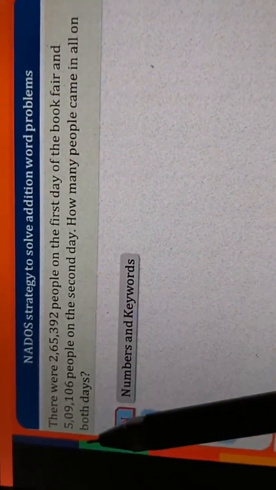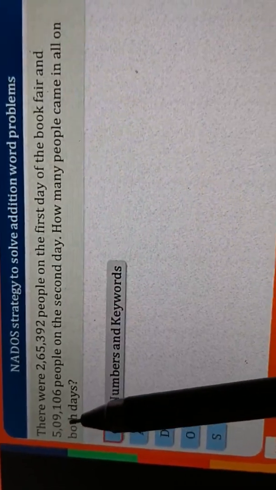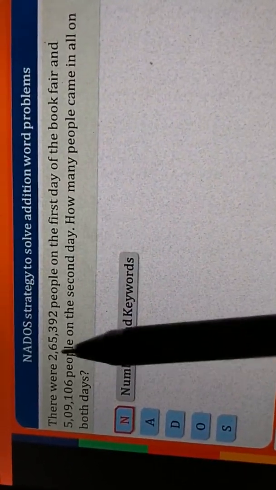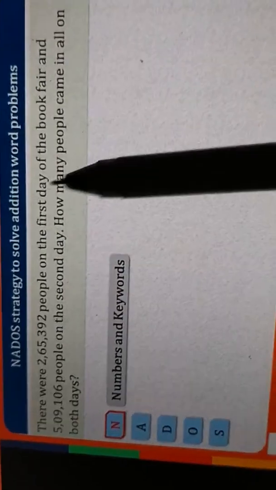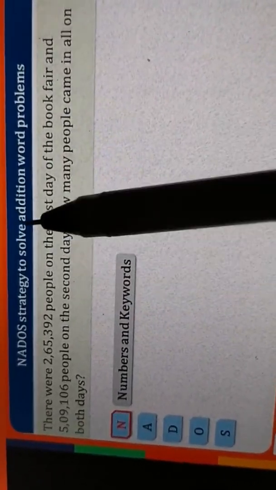2,65,392 is there, and 5,09,106 is there. So these are the numbers, and first day and second day are the keywords.